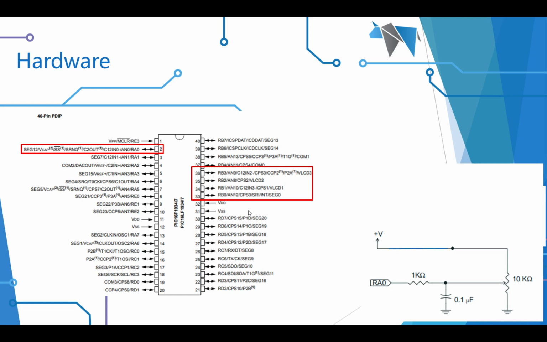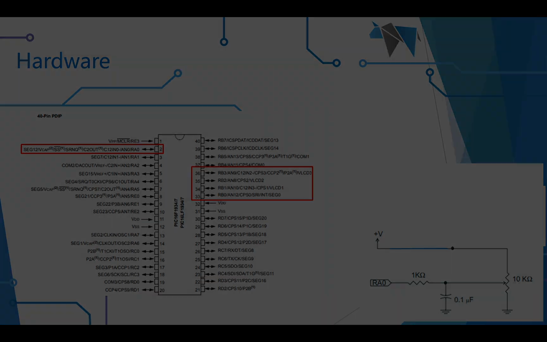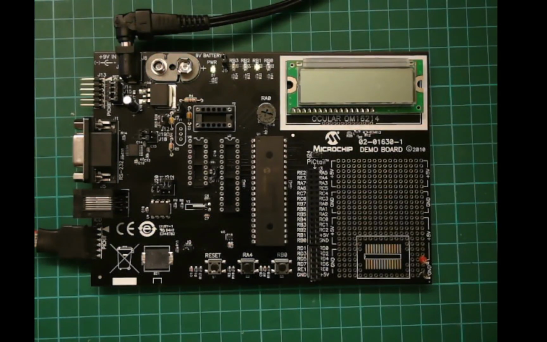Hardware-wise, we're going to be using analog 0, and that is on port A0 and the 4 LEDs. From a circuit standpoint, RA0 is connected via a 1K resistor to the 10K pot and a capacitor. So if we go back to the camera, we can actually see some of this.